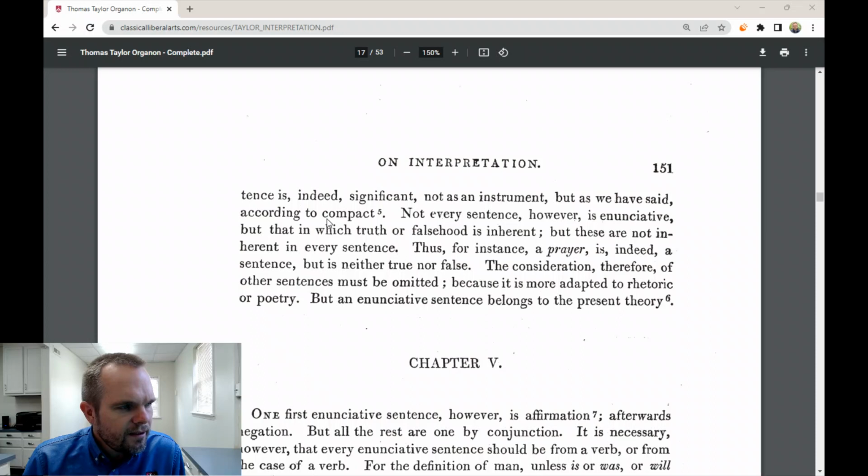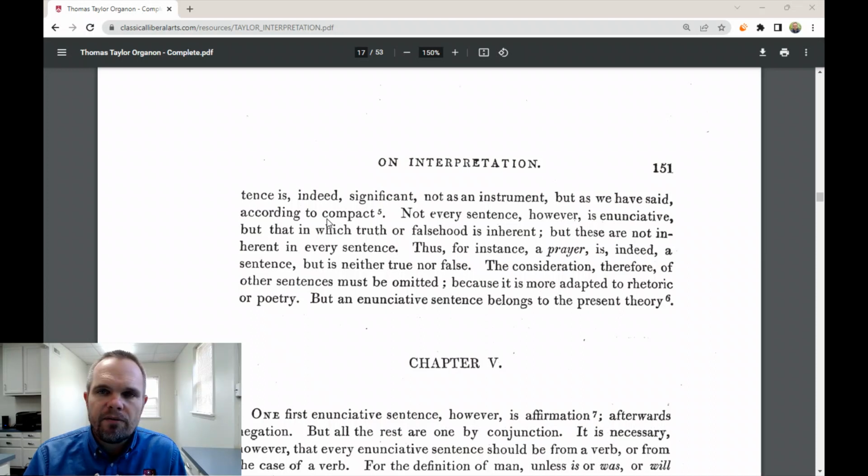Every sentence is significant not as an instrument, but according to compact. So every sentence is significant according to compact. Okay, that's simple. We understand that. We've explained that and studied that in previous chapters. According to compact means it's artificial. It's established by man. We determine the meanings of words.